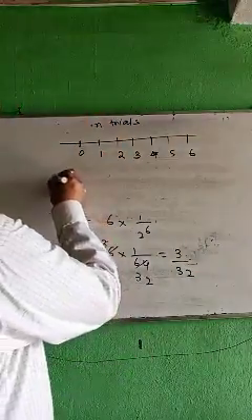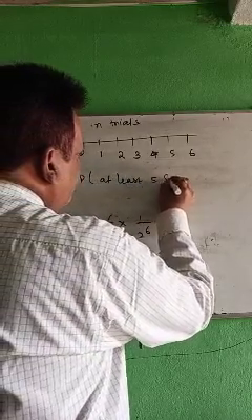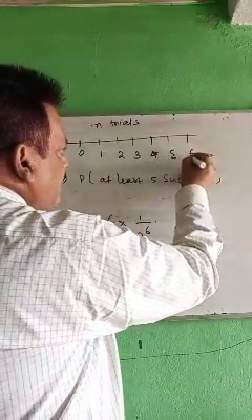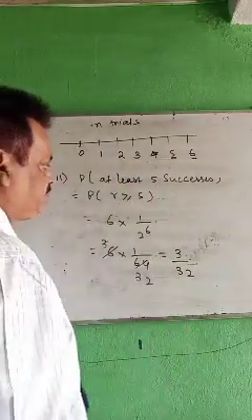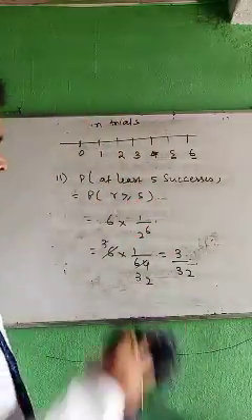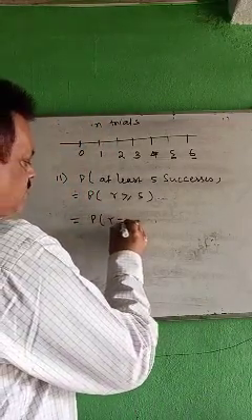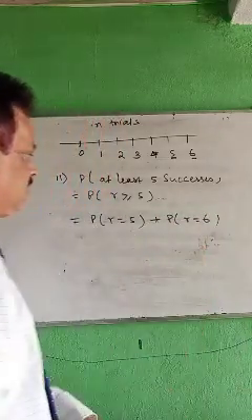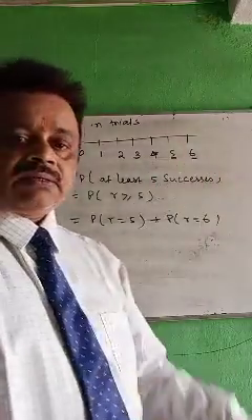Now the second part of the question: at least 5 successes. At least 5 and more. This means probability R is greater than or equal to 5. What is the meaning of at least? Greater than or equal to. That means probability R equals 5 plus probability R equals 6. Because greater than or equal to 5 means 5 successes, and greater, 6 successes.